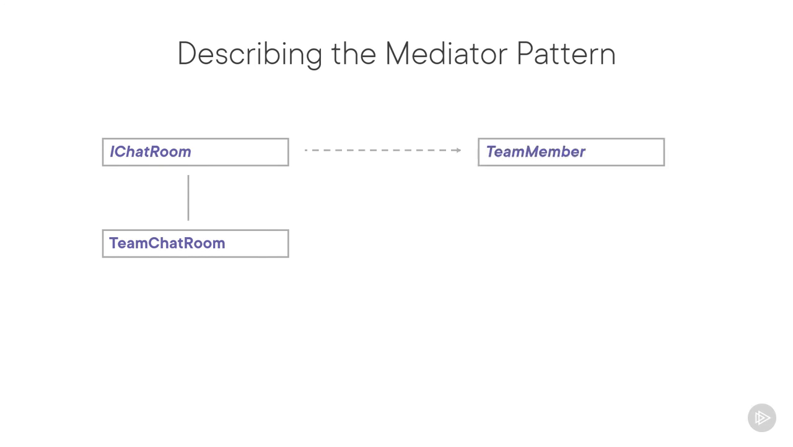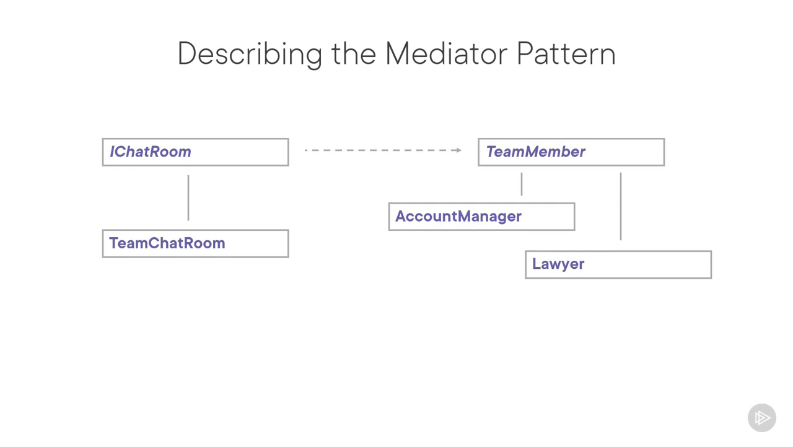And then we have a team member. Again, an abstract class which holds a reference to the abstract chatroom interface. It needs this to be able to communicate with it. So, instead of communicating directly with other team members, it communicates with the chatroom. Our lawyers and account managers are then concrete implementations of the team member abstract base class. These are the objects that effectively receive and send messages through the chatroom. This team chat room thus holds the actual references to the team members.